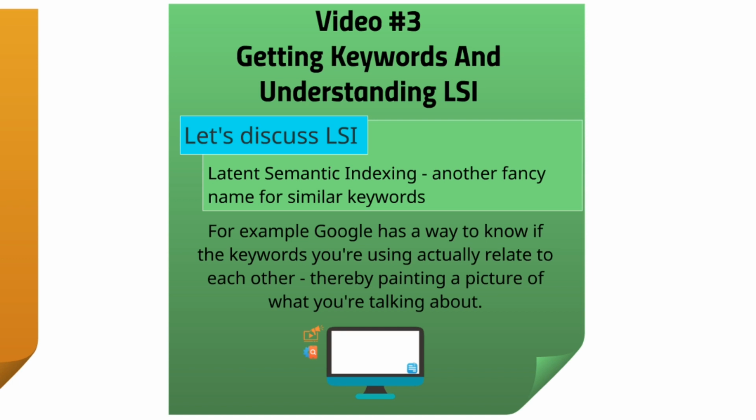So if you understand this concept and you can help Google out, then most likely it'll categorize you in the right area. So for example, Google has a way to know if the keywords you're using actually relate to each other. They can see if one keyword is relational to another keyword, or if you're keyword spamming, or trying to game the system.